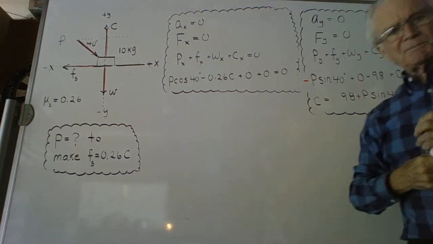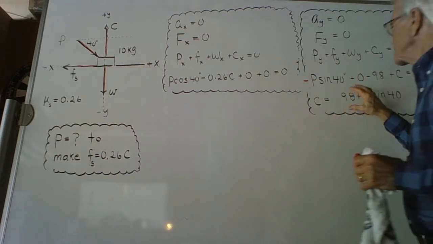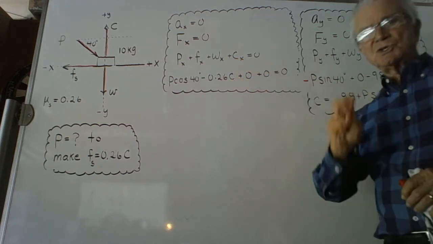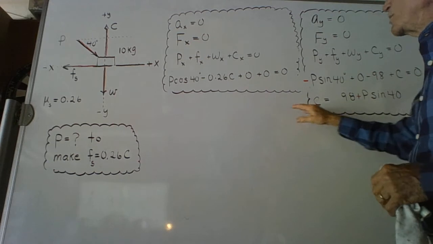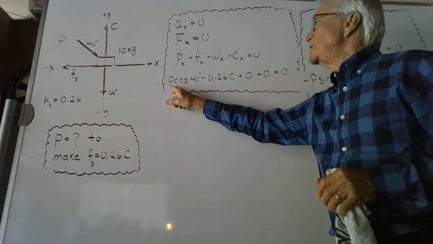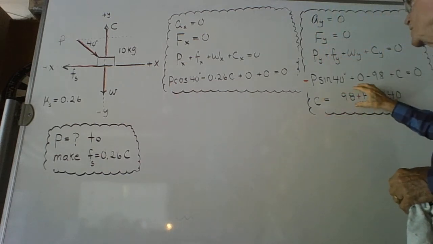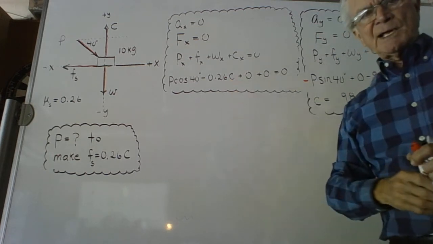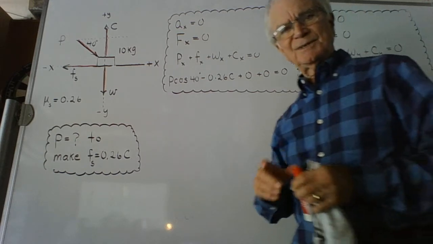What's our next step? Our next step is to combine this equation with this equation. You will see that we made 2 equations. Those 2 equations involve the 2 unknowns, P and C. We're interested only in P. So what we do is take this expression for C and insert it right there, rearrange, and then solve for the unknown P. That comes next.